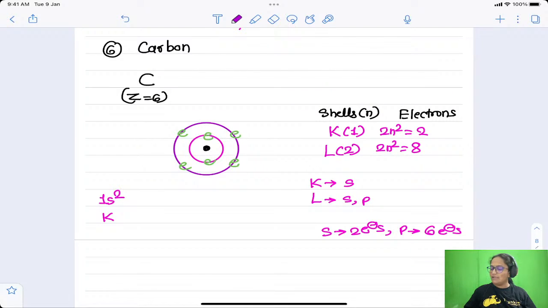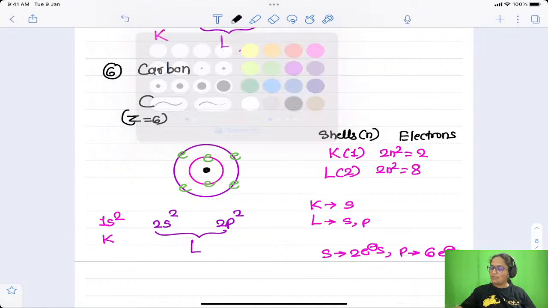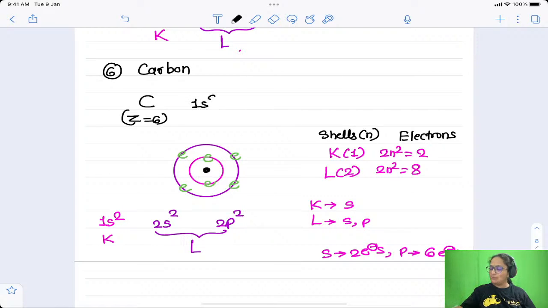In the case of L, there are two subshells, one is 2s, another is 2p, right? So first of all, we'll fill the electrons in 2s. The 2s capacity is 2 electrons only. So out of 4, 2 electrons we have filled. The remaining are 2, and those 2 will enter 2p. So this is nothing but the L shell, right? So what is the final electron configuration of the carbon atom? 1s², 2s², 2p². Okay, so this is the electronic configuration of the carbon atom, right?